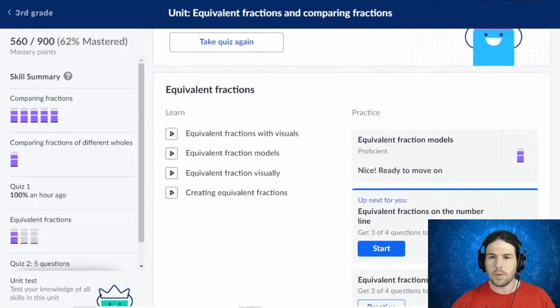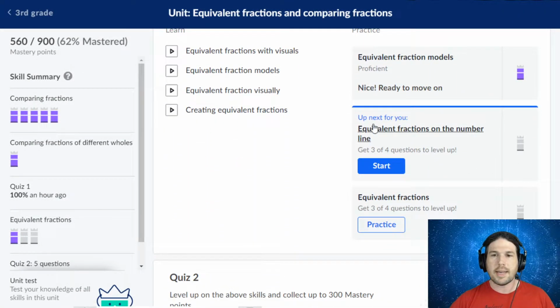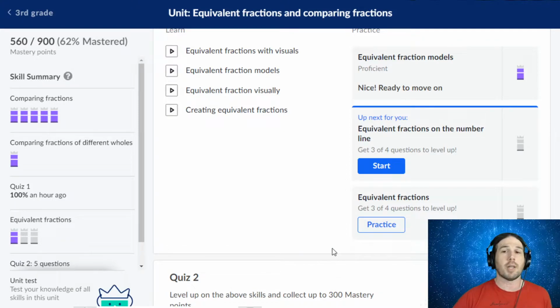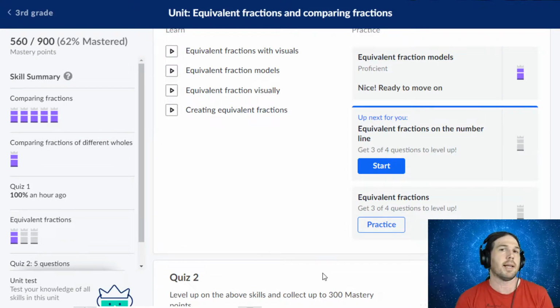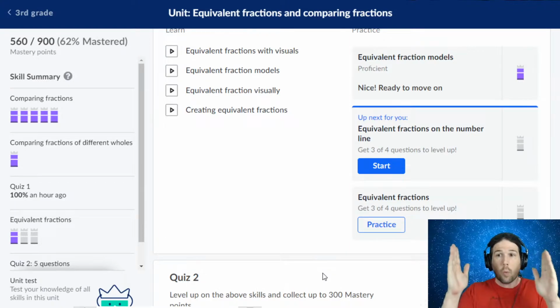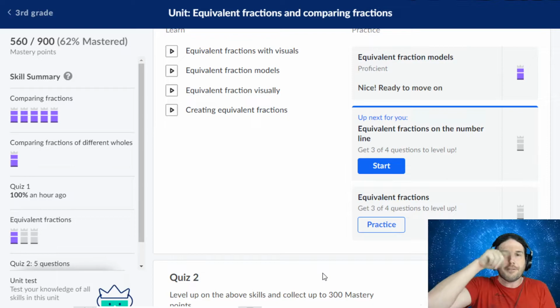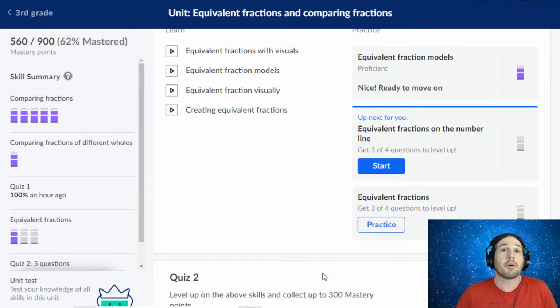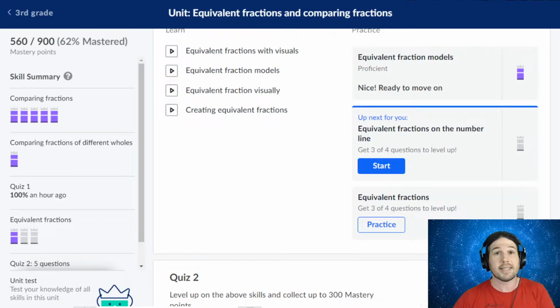Okay, so equivalent fraction model's done. Now we're going to do equivalent fractions on the number line. We've already used number lines to show fractions before, right? If you've got 0 and 1, then you can divide that up into a certain number of equal steps, and that will be another representation of fractions instead of objects. So we're going to go ahead and do that.